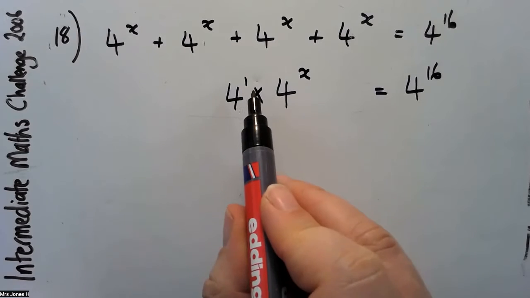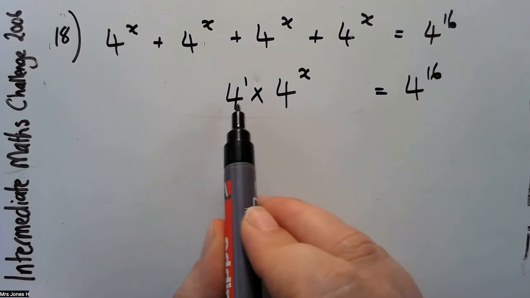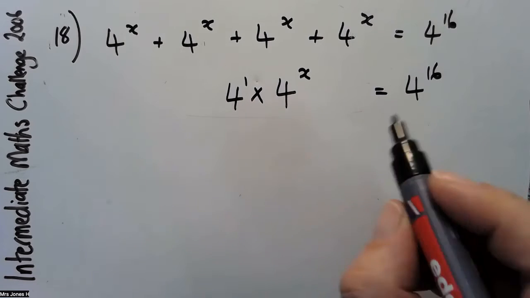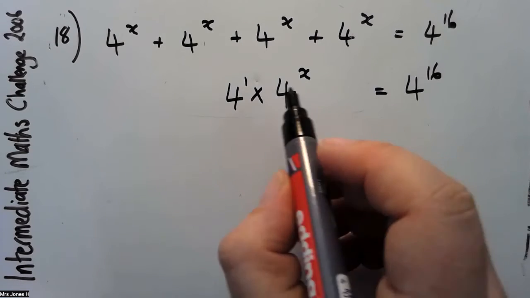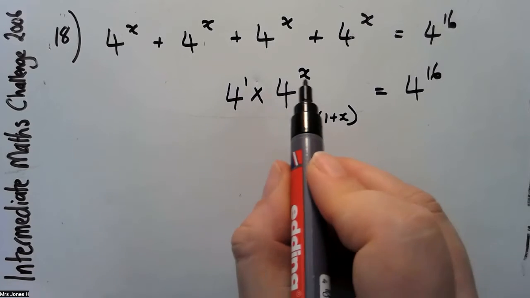So we can simplify that using our index laws. We know that if we've got the same base and it's multiplied together, we can write that base and then we can write those indices added together.